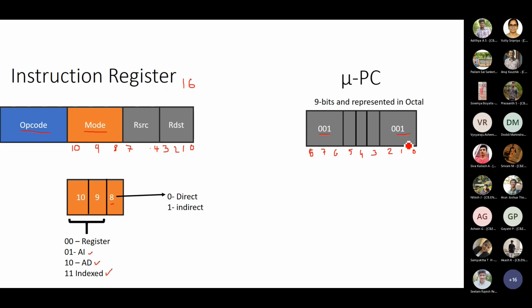And if it is an add instruction, that is why in your mu PC it has to jump to a particular location which is exclusive for add. That is specified by this 001 and 001. So this is exclusive for add instructions. All the instructions related to add, whether it is register direct, indirect, auto increment, decrement, anything, would start from 001 XXX 001. Till this, is it clear to all of you?